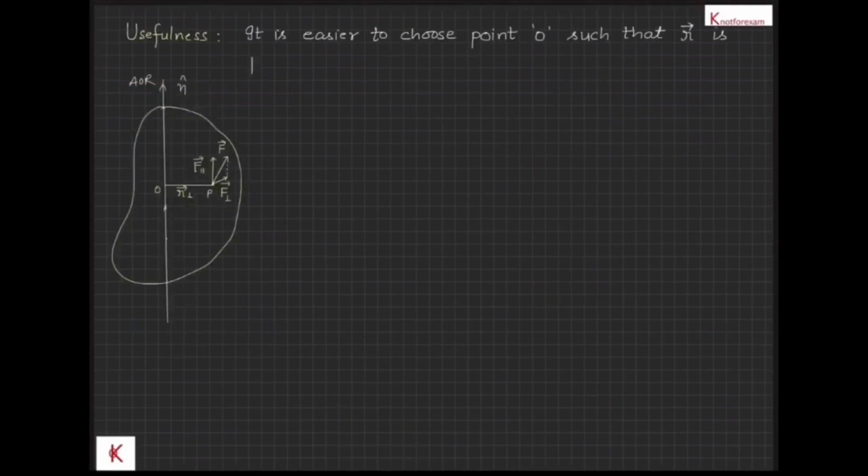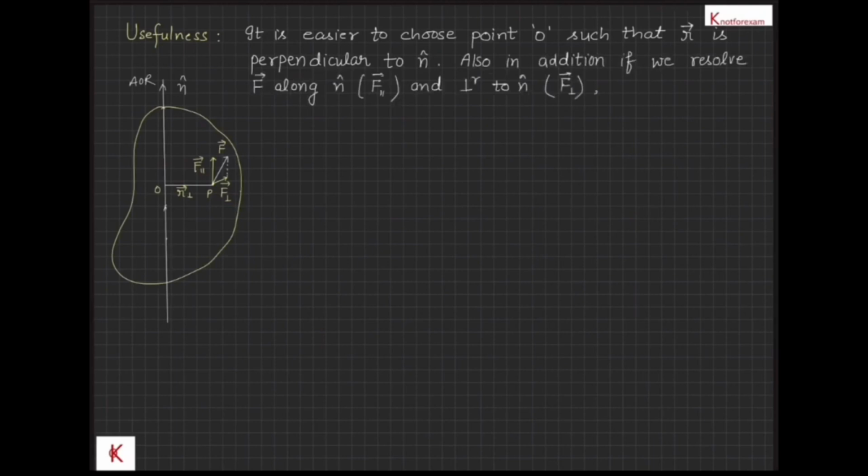Let's see the usefulness of this result. It is easier to choose point O such that r vector is perpendicular to n cap, and let's denote it as r perpendicular vector. Also in addition, if we resolve F vector along n cap, that is F parallel vector, and perpendicular to n cap, that is F perpendicular vector, then it is easier to find tau n.